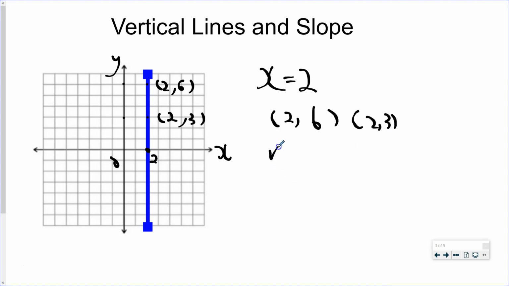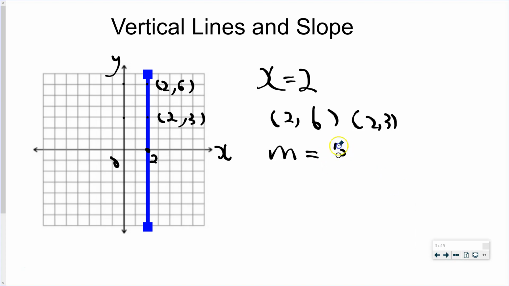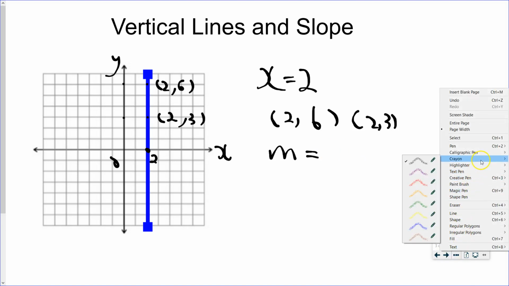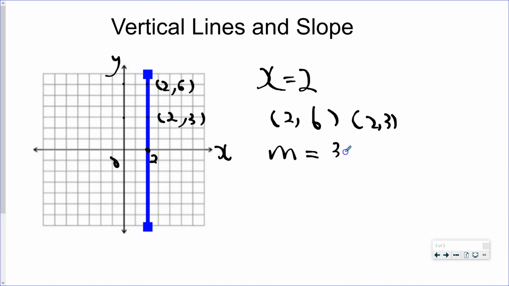So m is equal to 3 minus 6. I don't know why I'm writing that 6. I just said 3. Alright, what is the shortcut for this? I'm tired of going back and forth. So 3 minus 6, I'm sorry about that. 2 minus 2. 3 minus 6 is going to be negative 3. 2 minus 2 is 0.